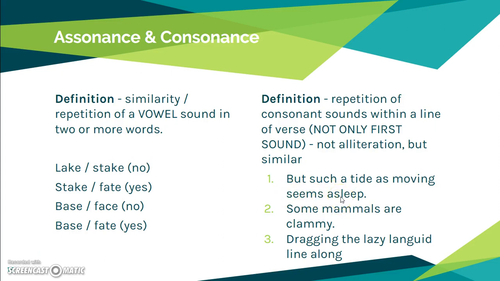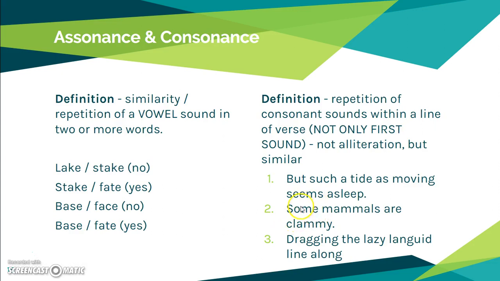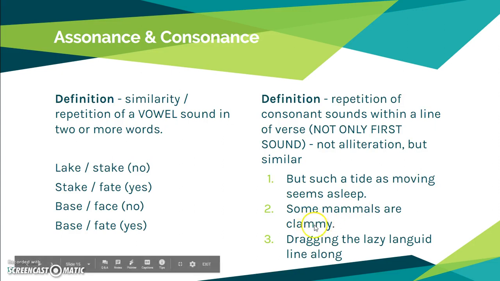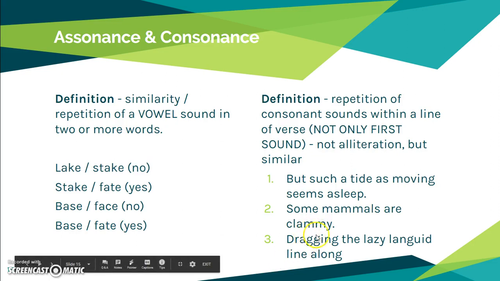That's what consonance is, when that same sound shows up in several places on the line, not only the beginning sound. Okay, the next one. Some mammals are clammy. In this one, you get the repeating M sound with some, mammals, and clammy. And then the last one, dragging the lazy, languid line along. This one, you get G sounds repeating. You get the dragging, you get the languid, and the along.